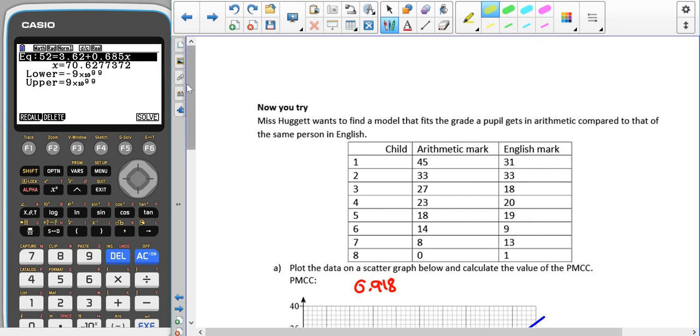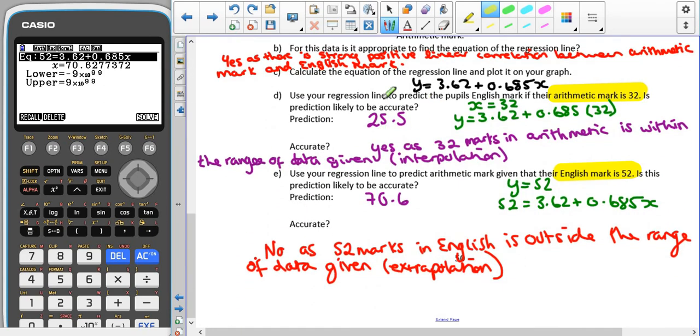So next time we are going to be moving on to looking at interpreting the values that we get in our regression line. Thank you very much for listening.